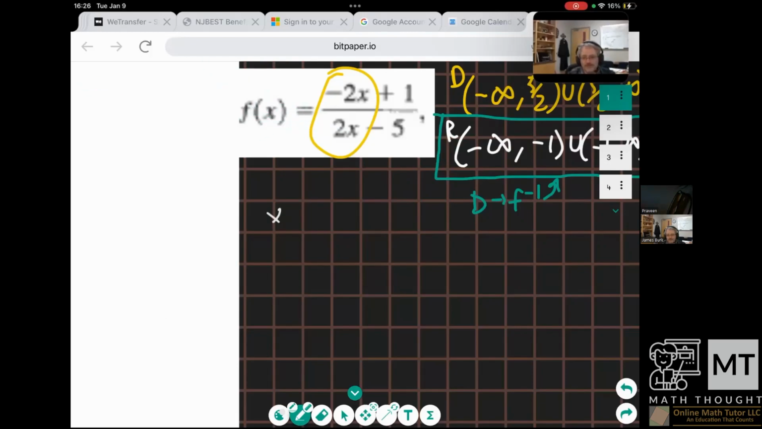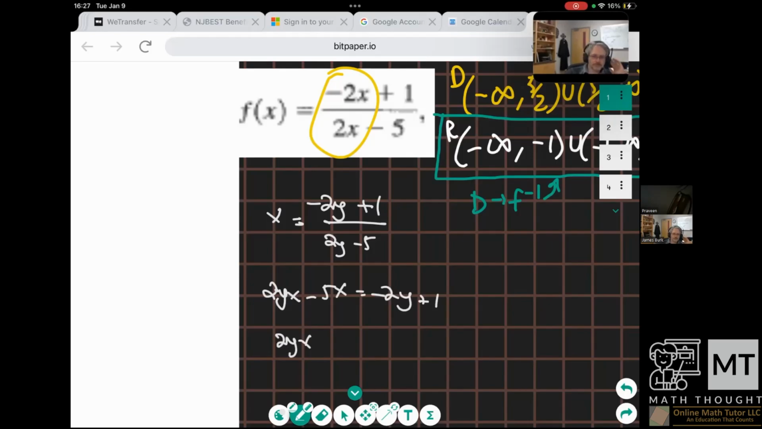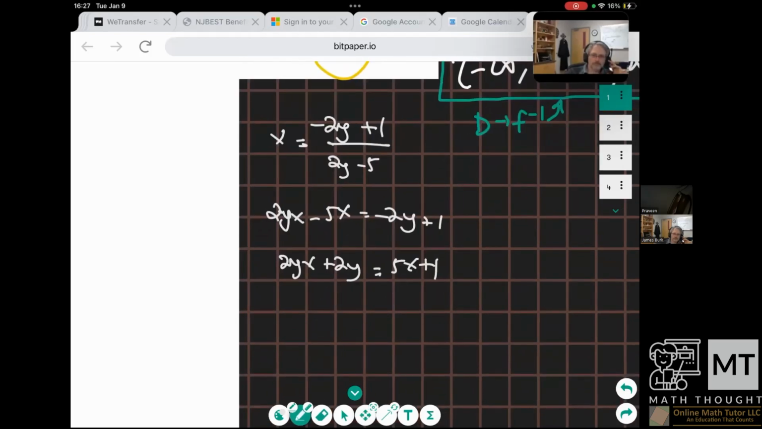So we would do x is equal to negative 2y over 2y minus 5. So 2yx minus 5x equals... right? And then 2yx, we want to get the y values on one side. So 5x plus 1. And if I remember correctly, factor out the y.